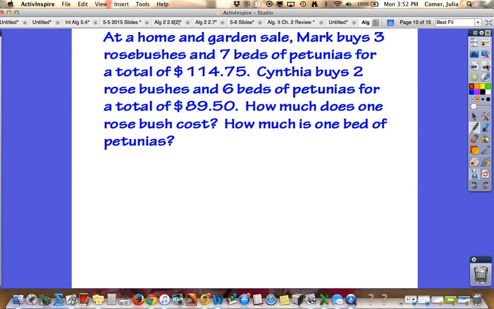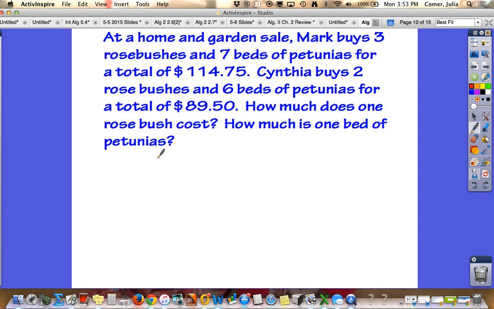So last problem for today, we've got a word problem here. People usually struggle setting these up, so make sure you're really paying attention here. At a home garden sale, Mark buys 3 rose bushes and 7 beds of petunias for a total of $114.75. So I'm going to let my x be rose bushes, my y be petunias.